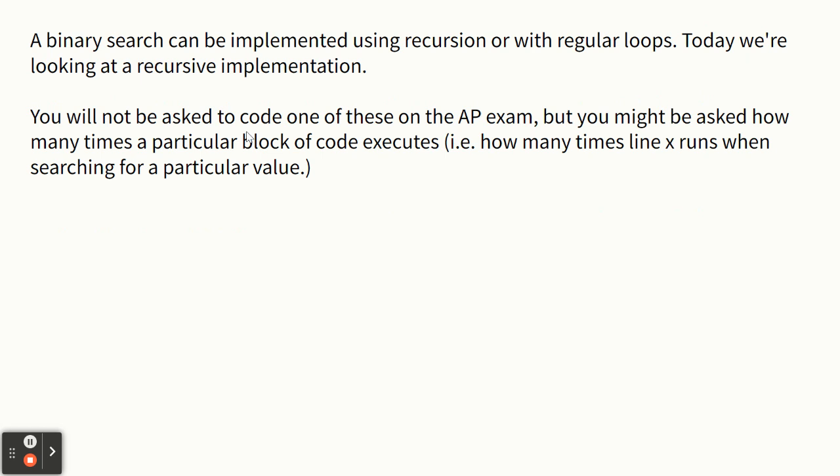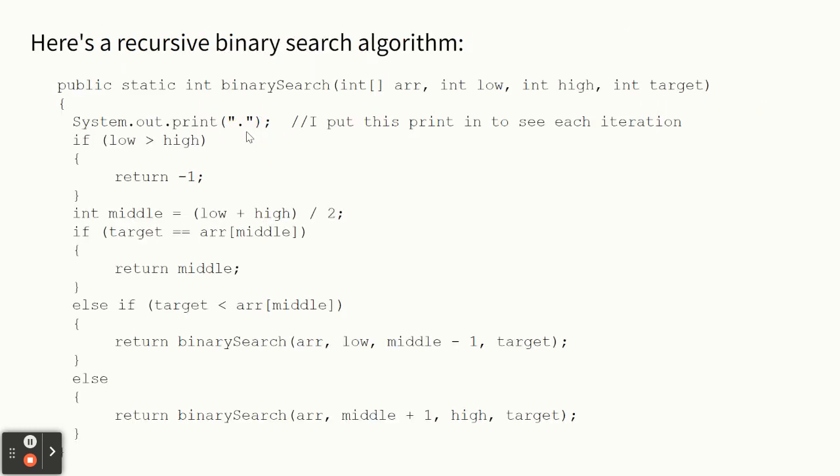So binary search can be implemented using recursion or with regular loops. Today we're going to look at a recursive implementation. You won't be asked to code one of these on the AP exam. You'll see when we do more of these, you might be asked how many times line 7 executes in the following code when we search this array for this data. And then you'd have to be able to trace it. But let's look. Here is, and I'll give this to you in the slide deck.